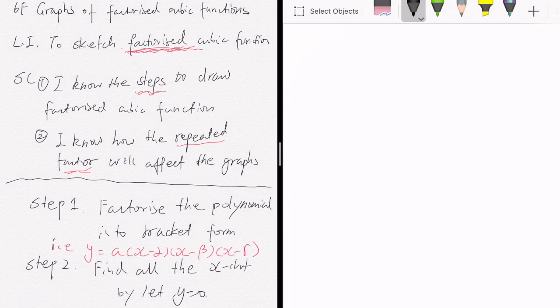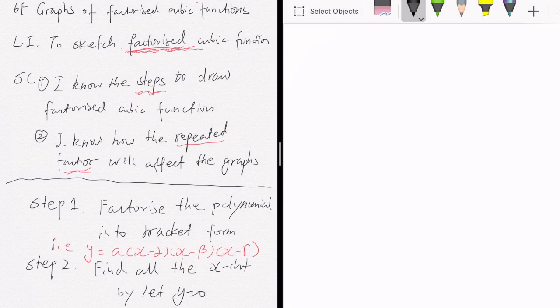I know in the last video on 6E, we learned how to sketch the graph of a cubic function with y equal to a times (x minus h) to the power of 3 plus k, that type of form. But this one, we're learning to sketch the factorized cubic function, okay?